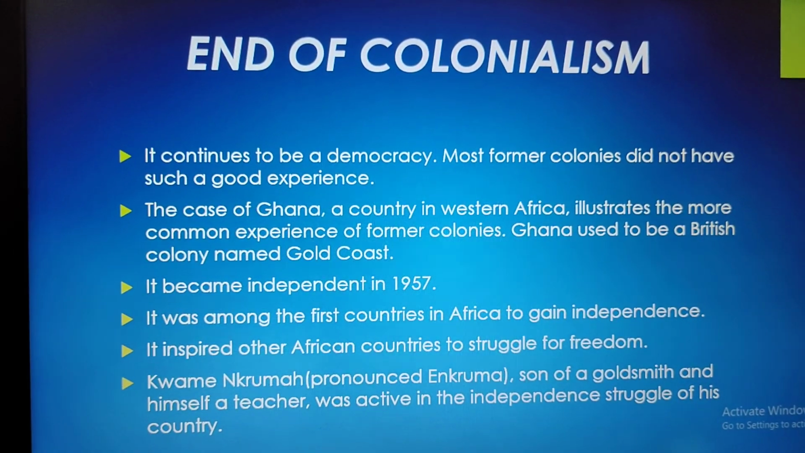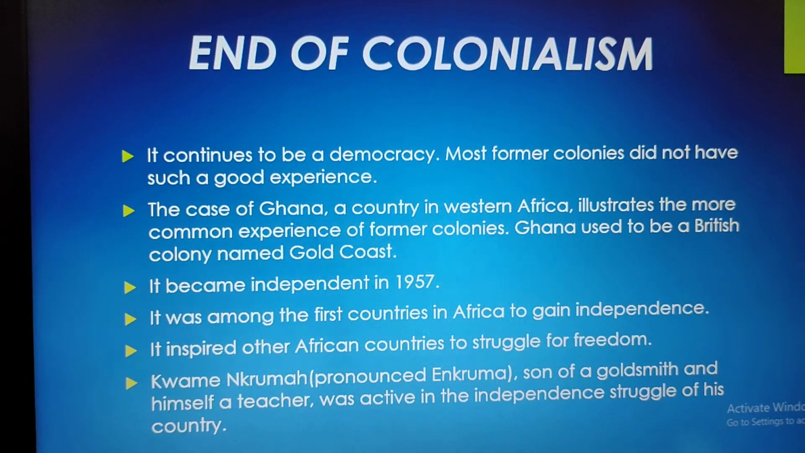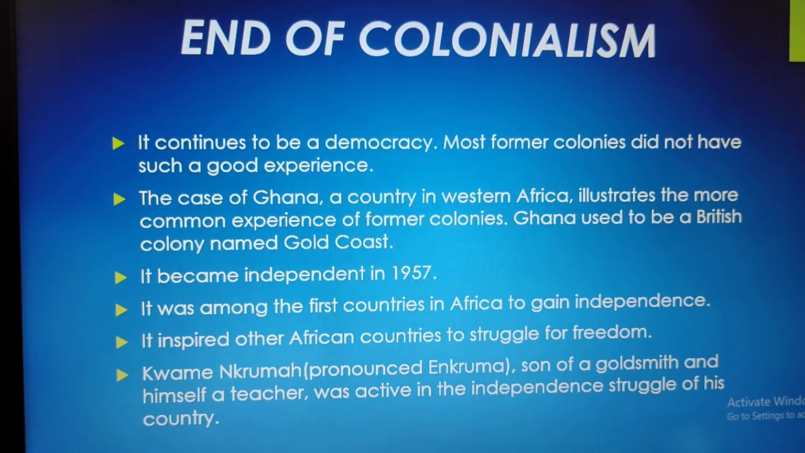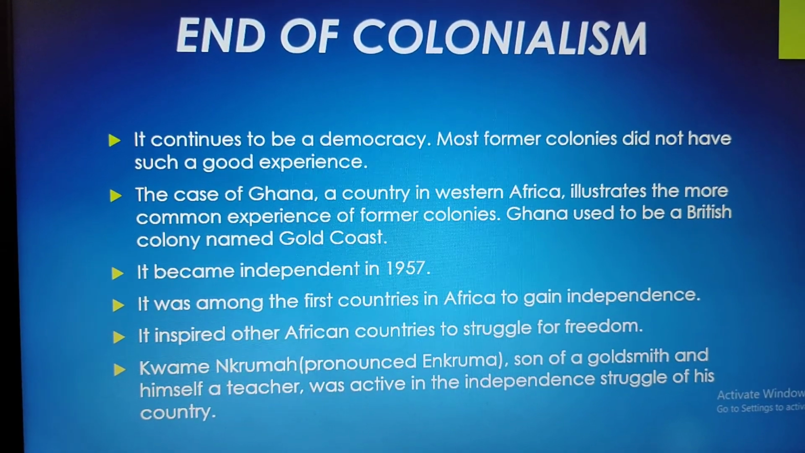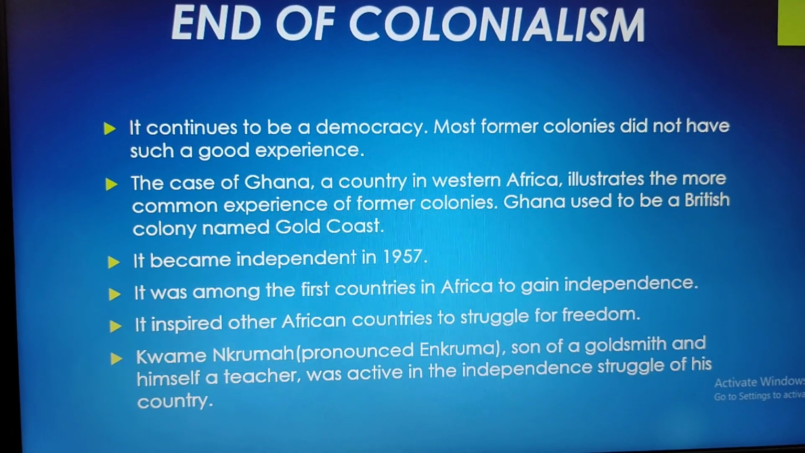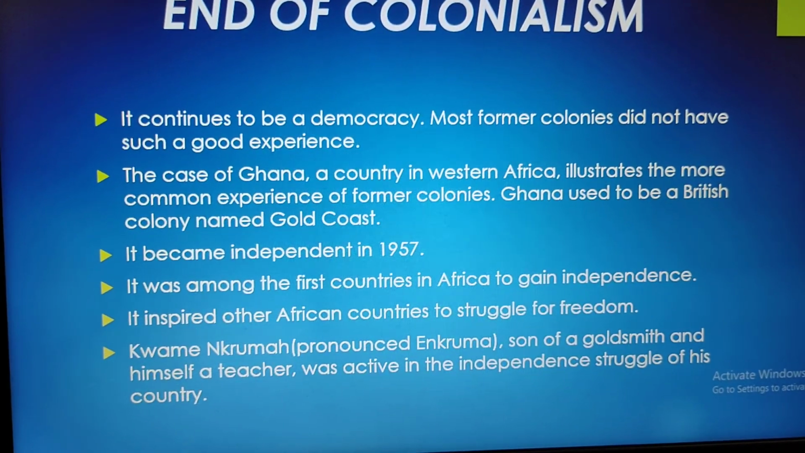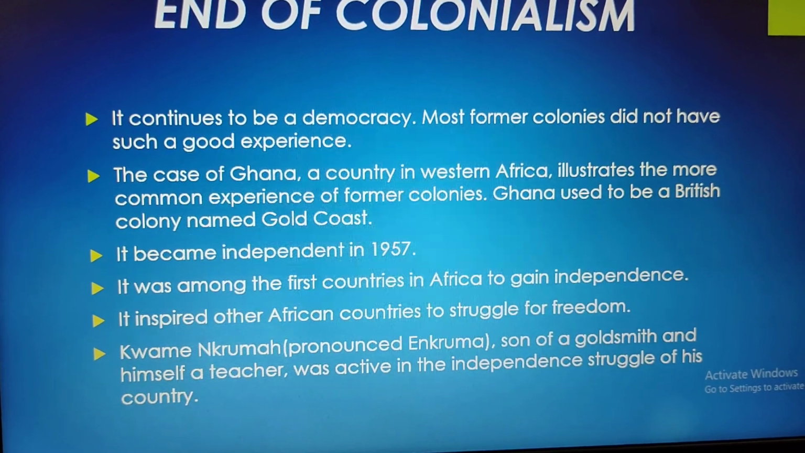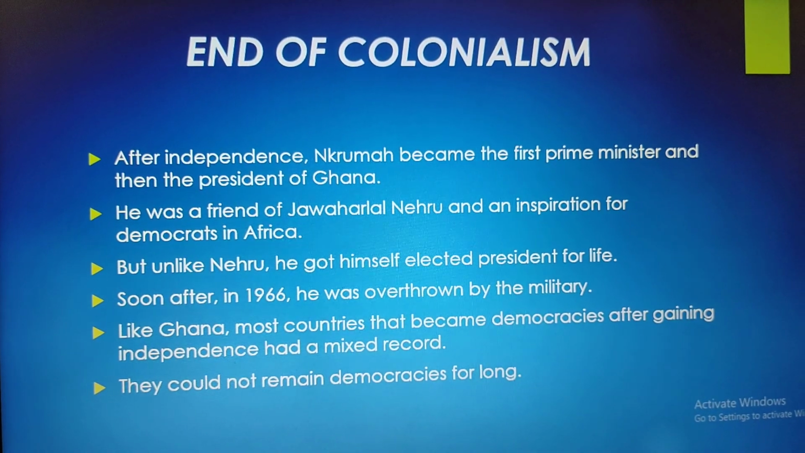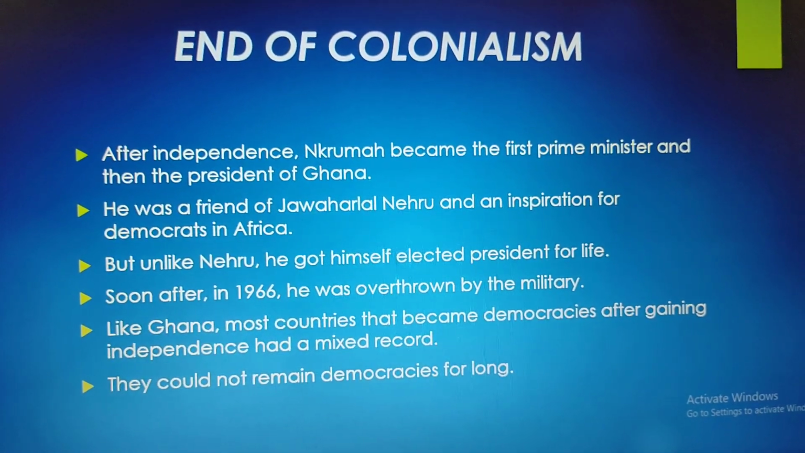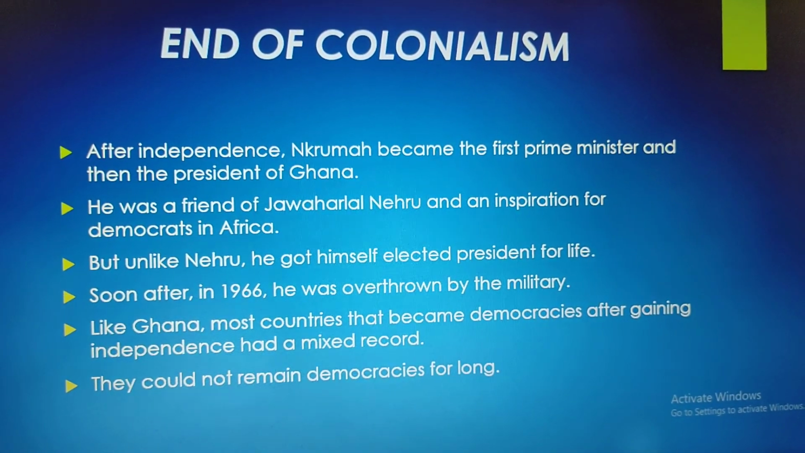Ghana used to be a British colony named Gold Coast. It became independent in 1957. It was among the first countries in Africa to gain independence. It inspired other African countries to struggle for freedom. Kwame Nkrumah, son of a goldsmith and himself a teacher, was active in the independence struggle of his country. After independence, Nkrumah became the first prime minister and then president of Ghana. He was a friend of Jawaharlal Nehru and an inspiration for democrats in Africa.